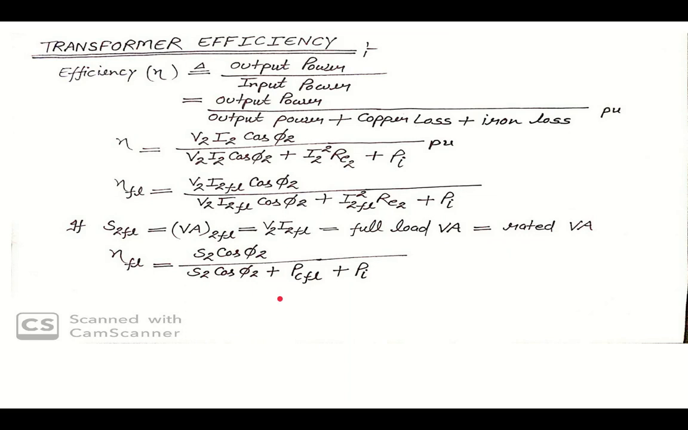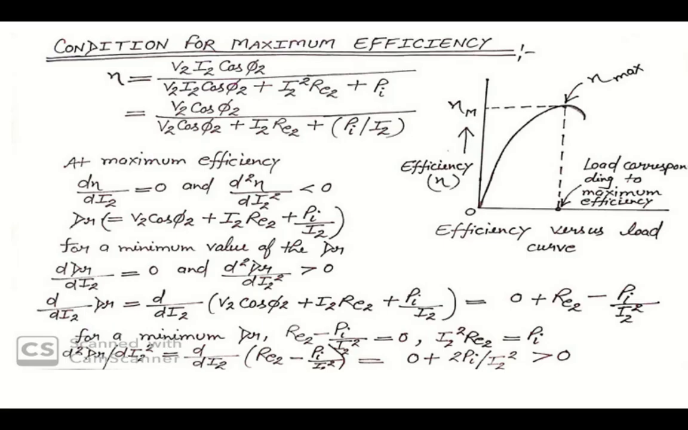Since the transformer is a static device, there are no rotational losses such as windage and frictional losses as in a rotating machine. So in a well designed transformer, the efficiency can be as high as 99%. But we have a condition for maximum efficiency. So what type of condition for maximum efficiency?